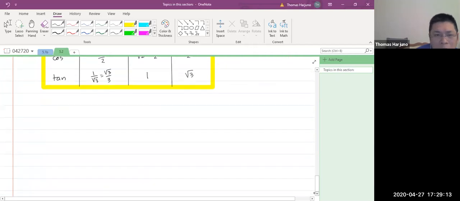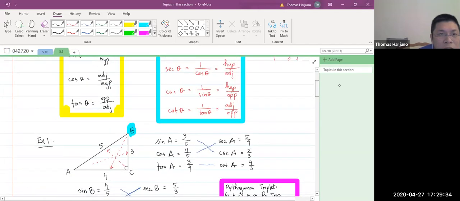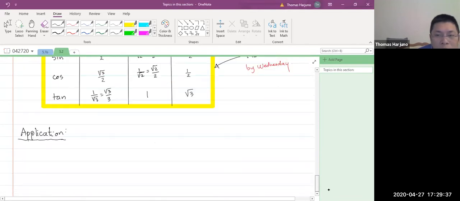Now, how about the application? The application that I will do here is not only for these special angles, but for angles in general, like the one we did earlier. But let's do the special triangle one first. Suppose, for example, I call that example application 1.